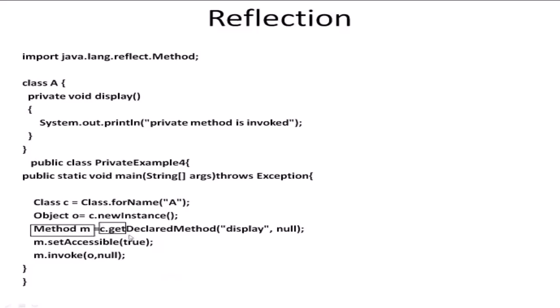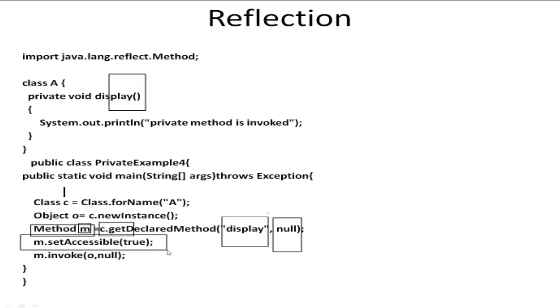So again, we use the object called C dot getDeclaredMethod. What is the method which we have declared here? The name of the method is display. Whether it has any arguments or not: no arguments. So for that purpose we have declared no arguments as null. Now by using this method, M dot setAccessible equal to true, so that it will be accessible by this particular class called PrivateExample4. Now M dot invoke, so that is going to invoke this particular method.